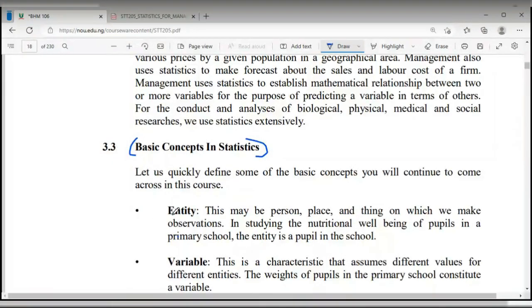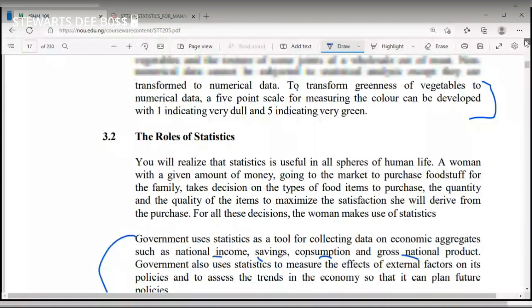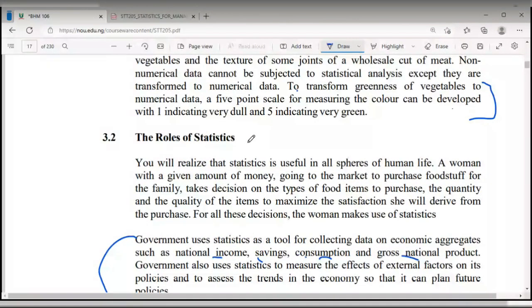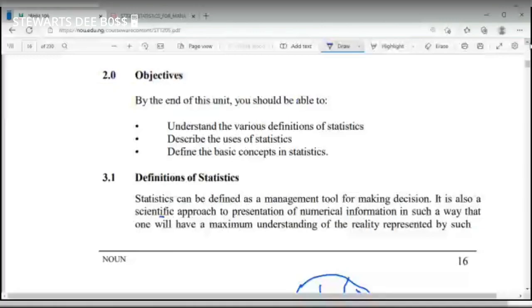And then we have the roles, where we talk about decision making, and they give us different instances. And then there are definitions as well of statistics.